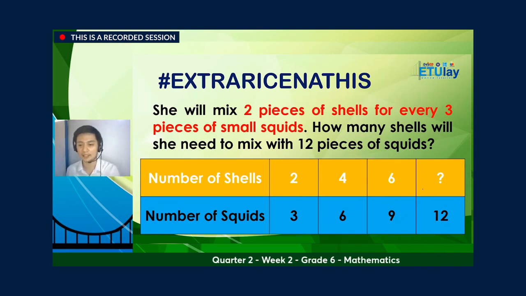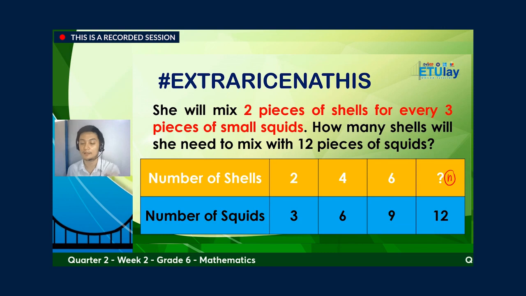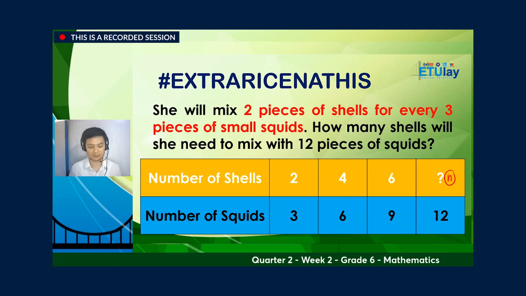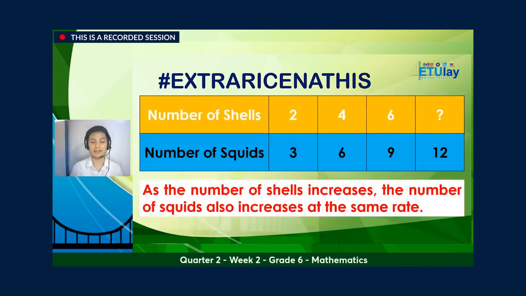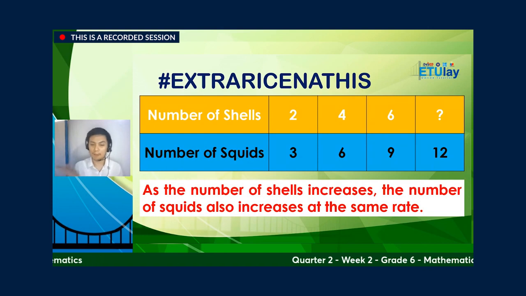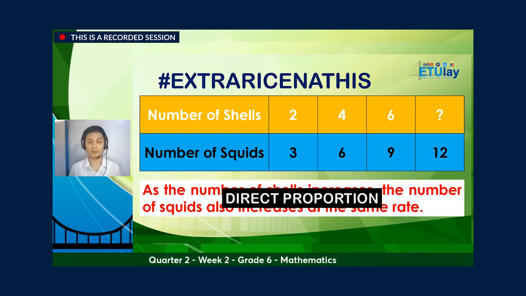So let us say that this question mark here is the letter N or the variable N. It will represent the number of shells mother will mix with 12 pieces of squids. So mapapansin natin, as the number of shells increases, the number of squids also increases at the same rate. Pero kapag pababa yung isa, pababa din naman yung isa pa. Kaya ang tawag dyan ay application ng direct proportion.